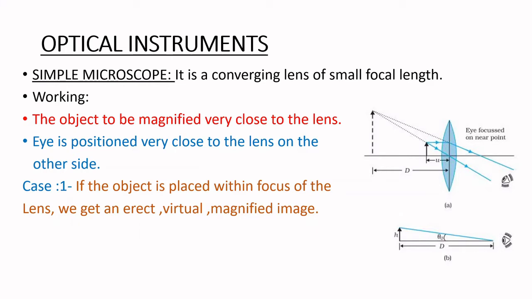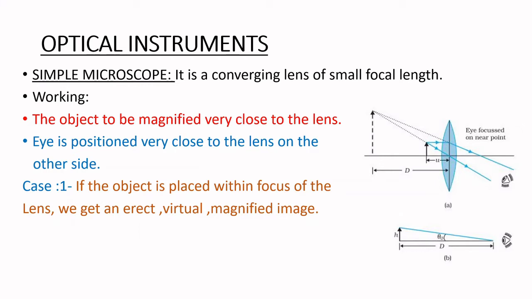In case 1 we will study the object kept just before F, and in case 2 we will learn when it is kept at F. Now the eye has to be placed very close to the lens on the other side, at the near point.